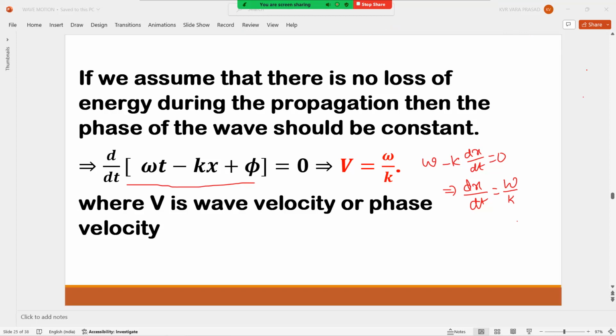In the last lecture, we have discussed up to wave velocity, right? We have taken the assumption that there is no loss of energy during the propagation. Then the phase of the wave should be constant. Then we have taken the derivative of the phase and made that equal to zero. From that, we got the velocity of the wave, and this is also known as phase velocity. This is what we discussed in the last class, right? Let us now continue.